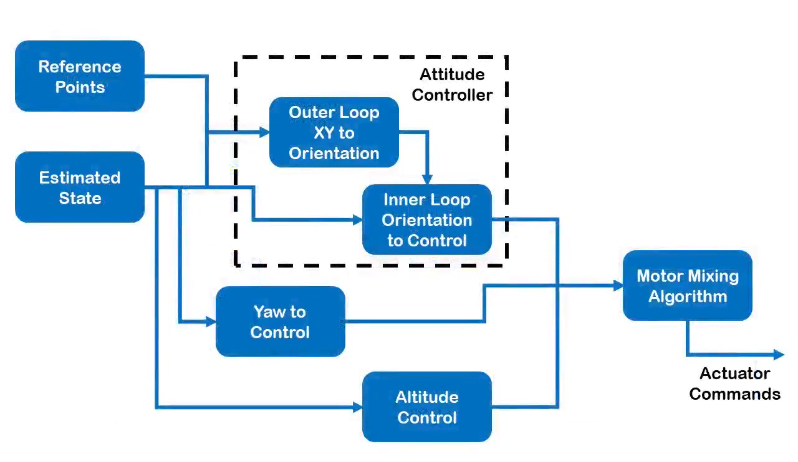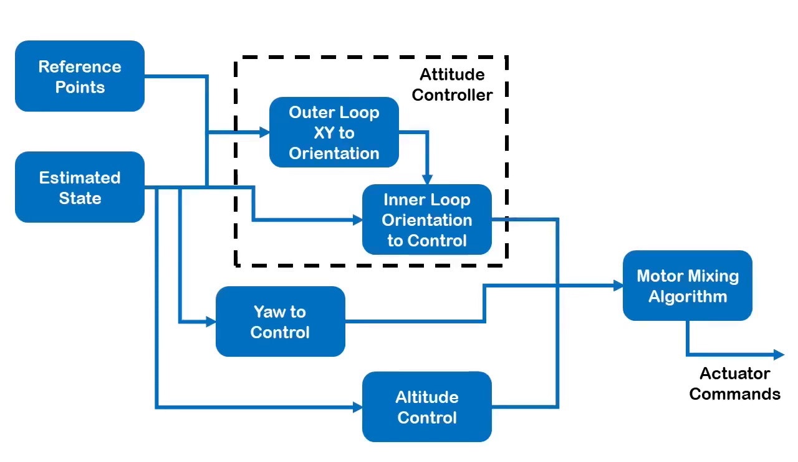The reference point and the estimated state are modeled as the position control for the attitude controller and the height control to the altitude controller. The yaw controller is based on the yaw direction that is needed to reach the reference points.